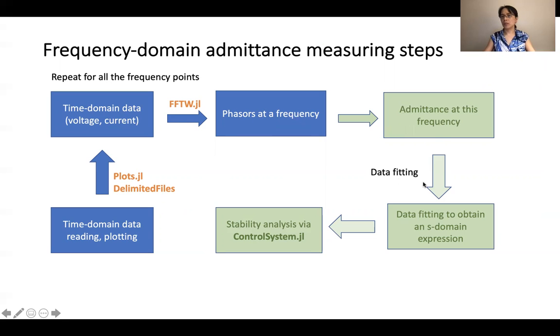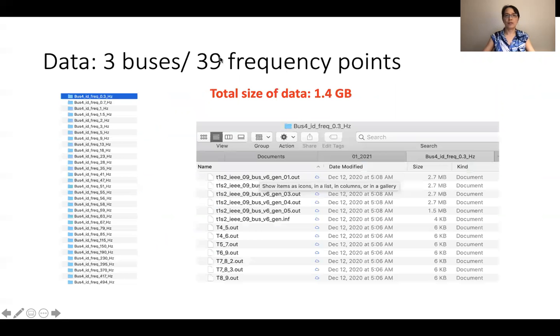Following up, you can also do data fitting and get an S-domain expression. With S-domain expressions from source and load, you can also do stability analysis. Some people have written ControlSystems.jl. So the blue part is really cool and can be handled by Julia very well. So I'll give you an example here.